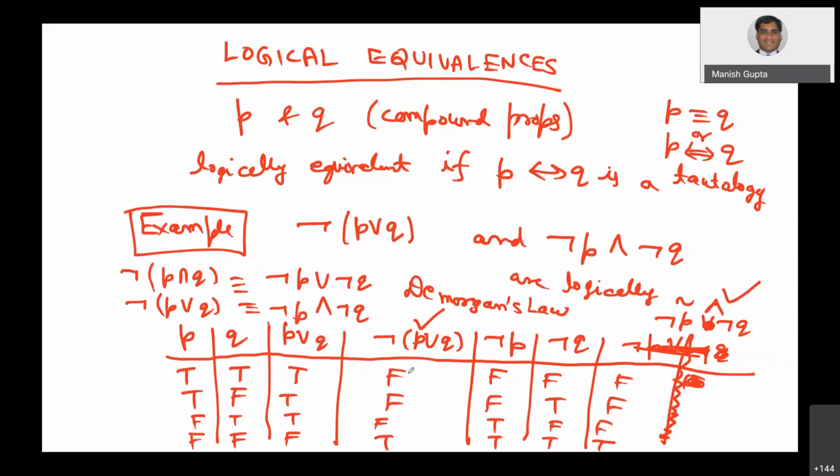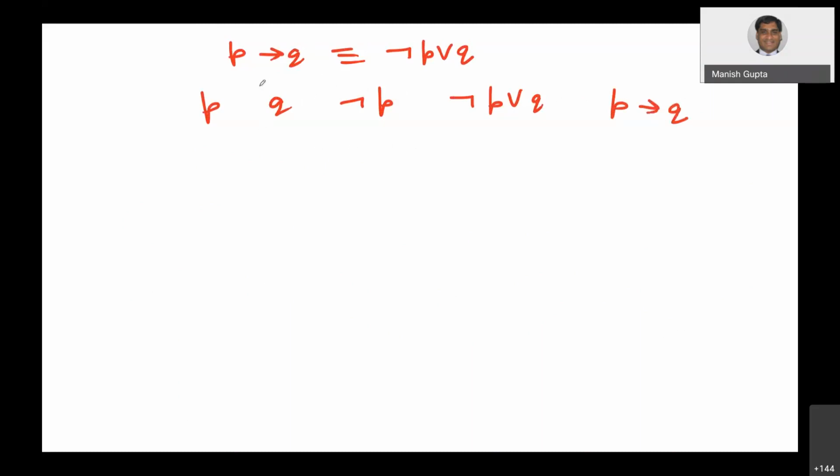Now I think I can maybe give one more example of logical equivalence. P implies Q is the same thing as negation of P join Q. So P, Q, negation of P join Q, and P implies Q. So I have to show that these two compound propositions are logically equivalent.